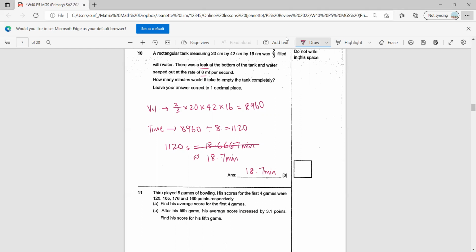Find the answer, 18.66. That's 2 decimal places. Then you round to 1. This one is not as important. Your answer is here. Your final answer mark is here.